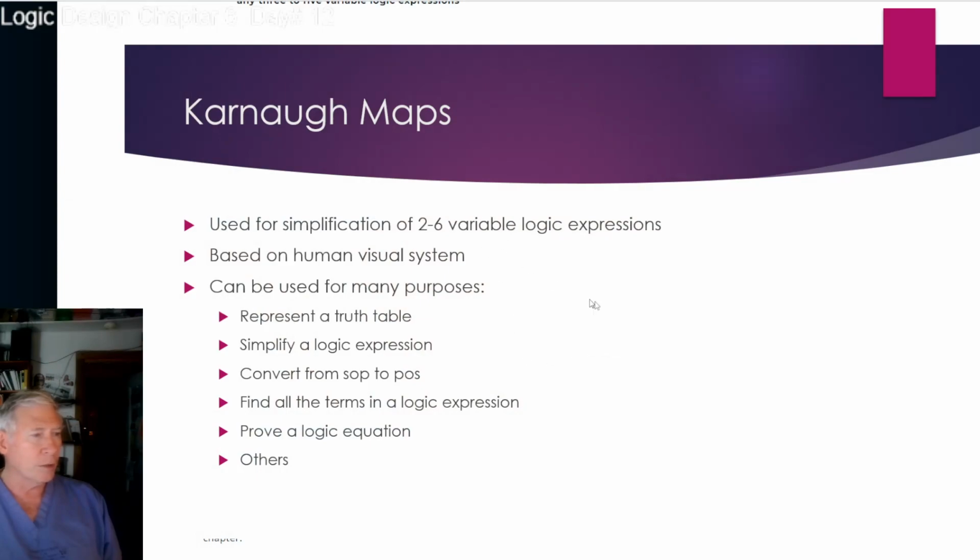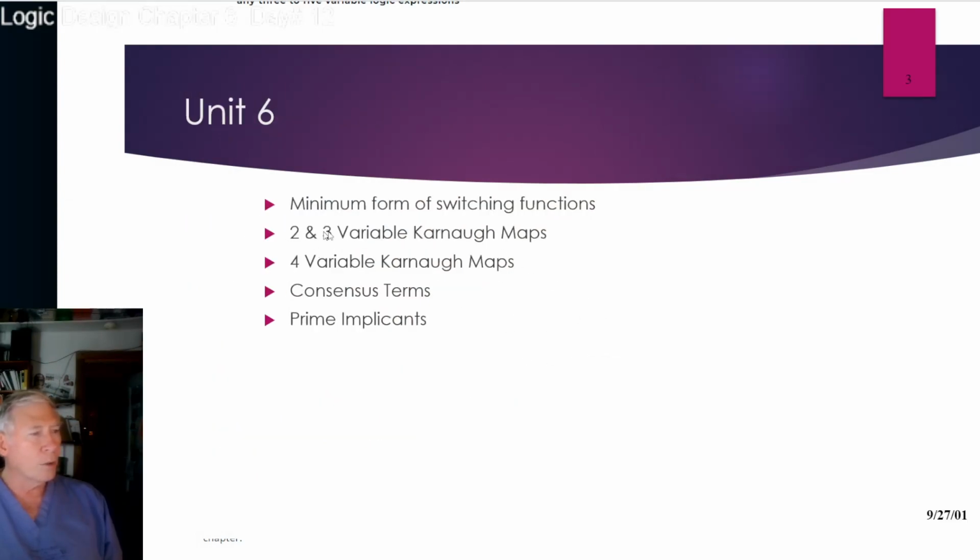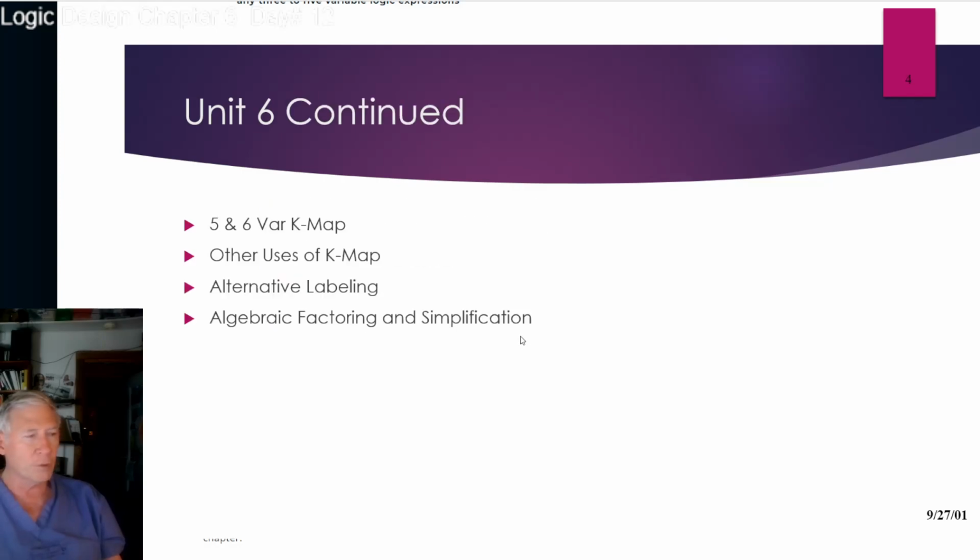All right, K-maps. So these are called Karnaugh maps. We're going to talk about how we can use this to get the minimum form of a switching function. We're first going to start with 2 variable and 3 variable K-maps, and then we'll do 4 variable K-maps. I'm going to talk about consensus terms and prime implicants. And under prime implicants, I'm going to talk about essential prime implicants and non-essential prime implicants, which basically turn out to be consensus terms. There really are consensus terms for the most part.